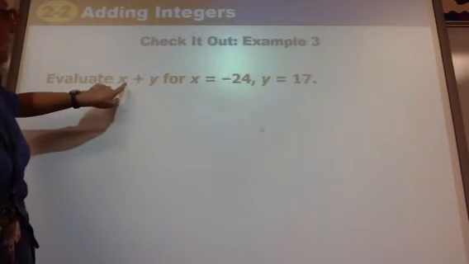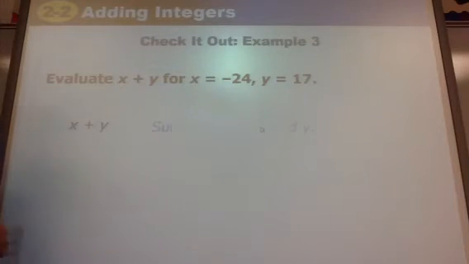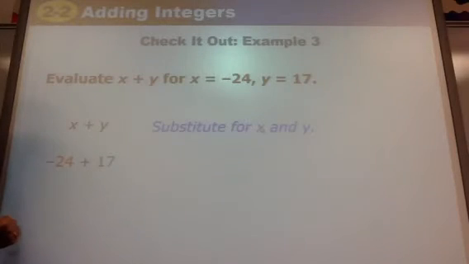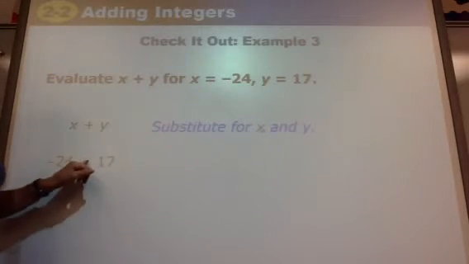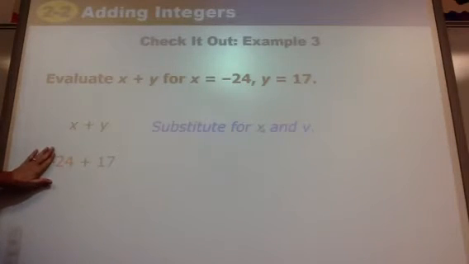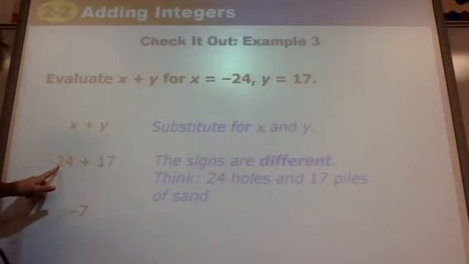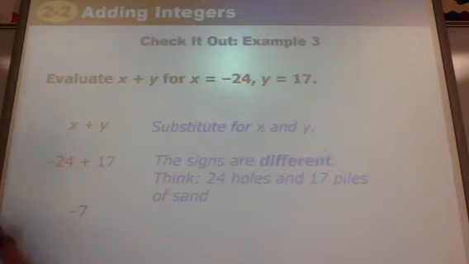So what I want you to do right now is plug in -24 for x and 17 for y. And when you do that, you get -24 plus +17. Now, -24, that's like the holes, and I have 17 piles of sand. So I have to fill up 17 of these holes, and then how many do I have left? Well, if I subtract 24 minus 17, I get 7. This is furthest from 0, or you can look at it on the number line that way, or you can say, well, I've got 7 holes left, so that's going to be -7.